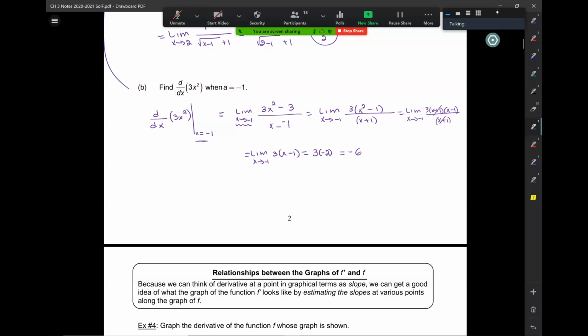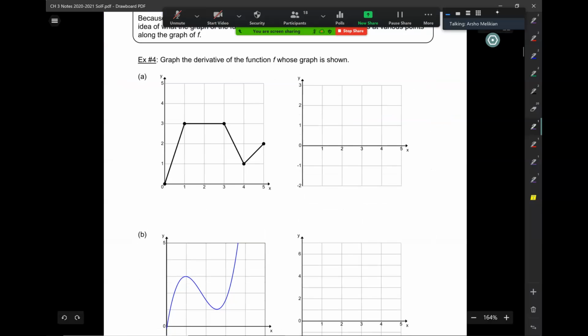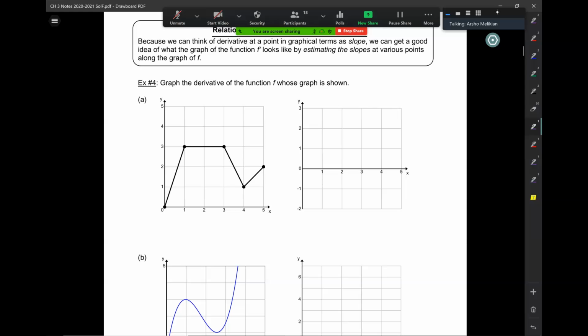Slope, right? Jessica, what else does the derivative stand for? Slope and rate of change. Slope and rate of change.